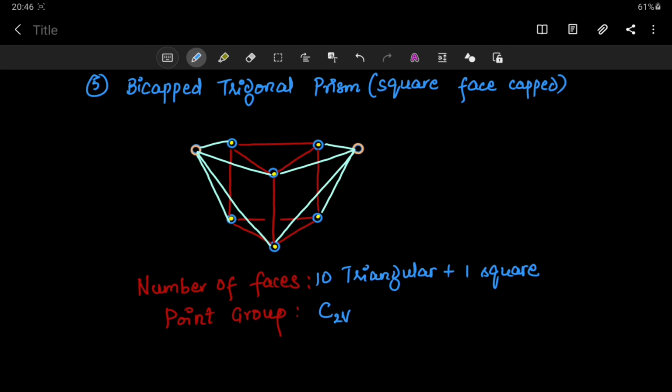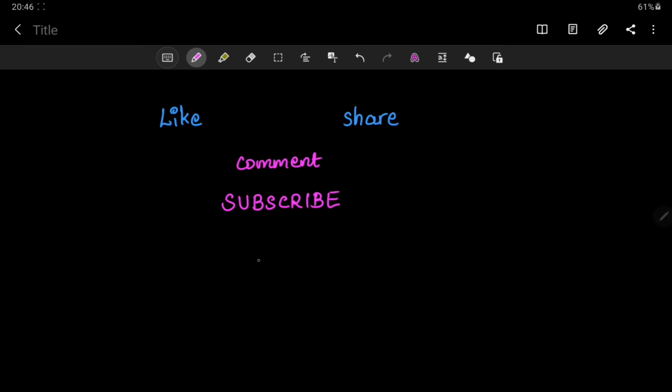Well, this is about the 8 vertices polyhedra.